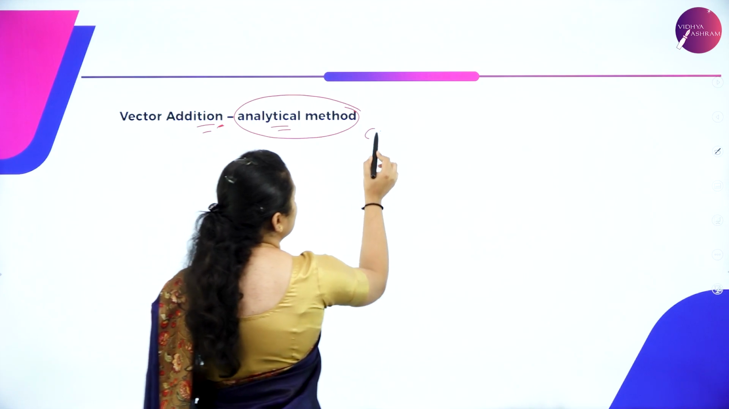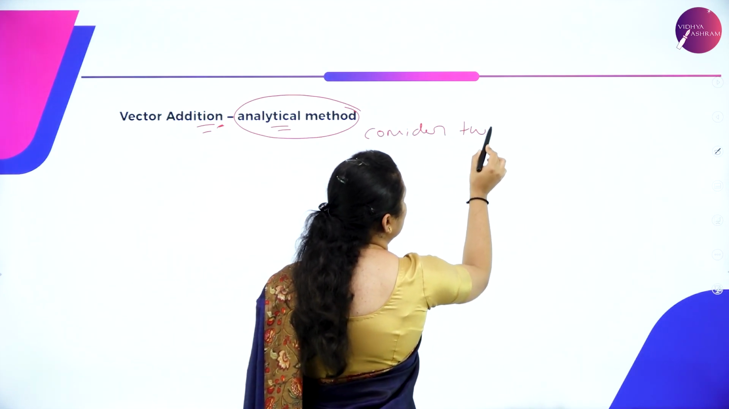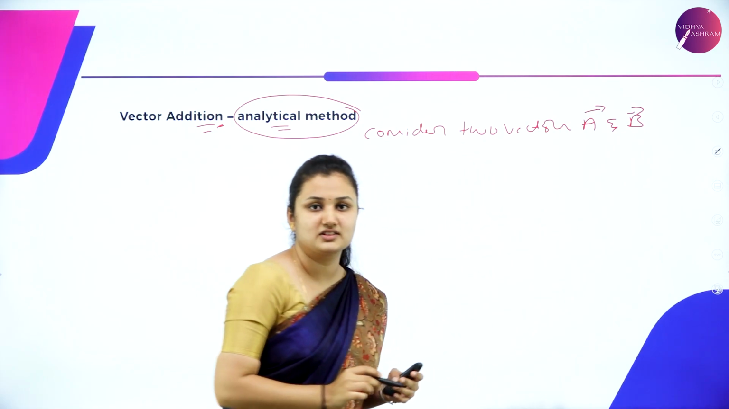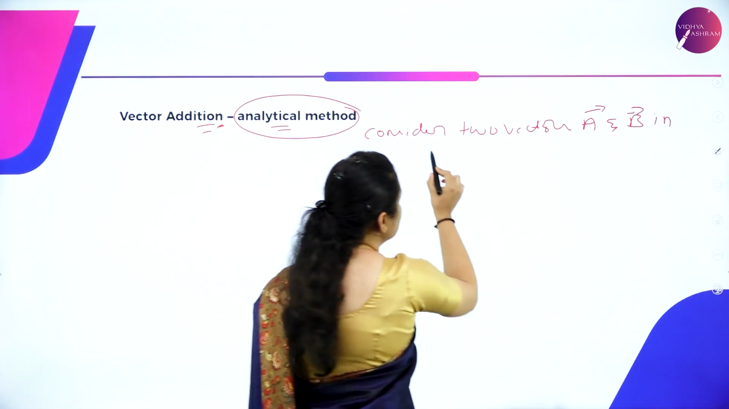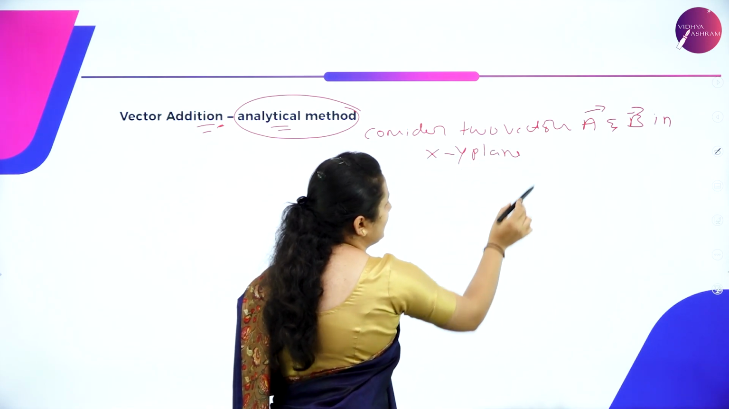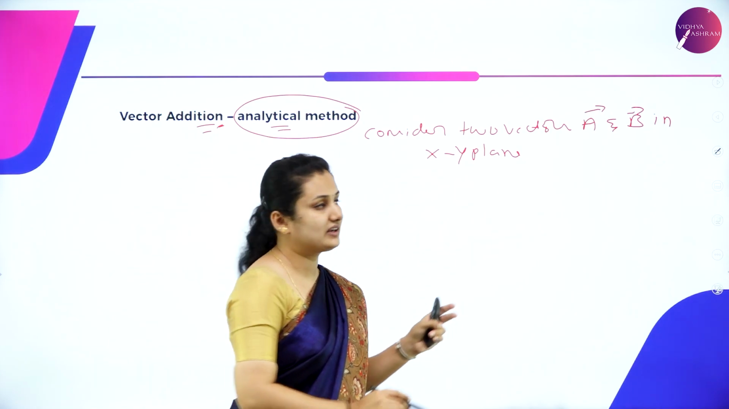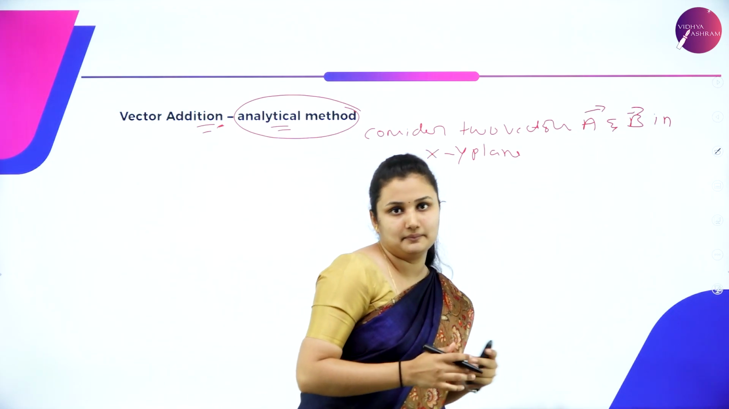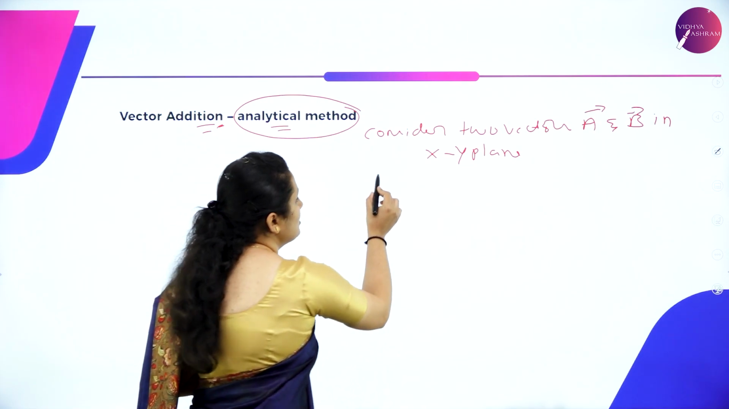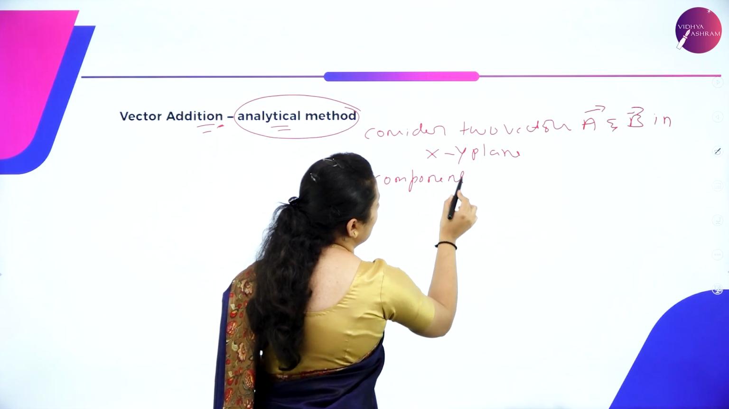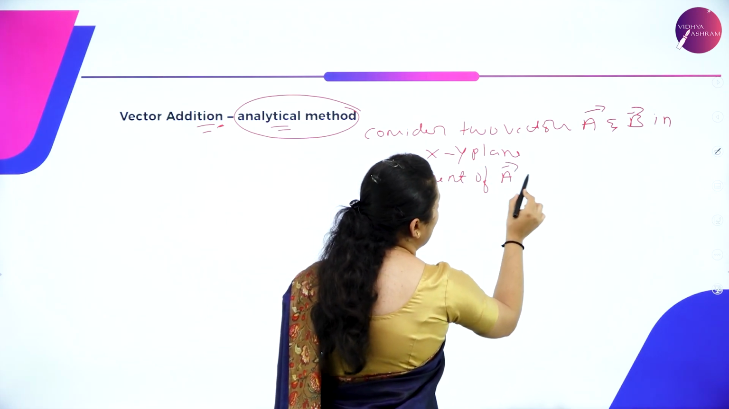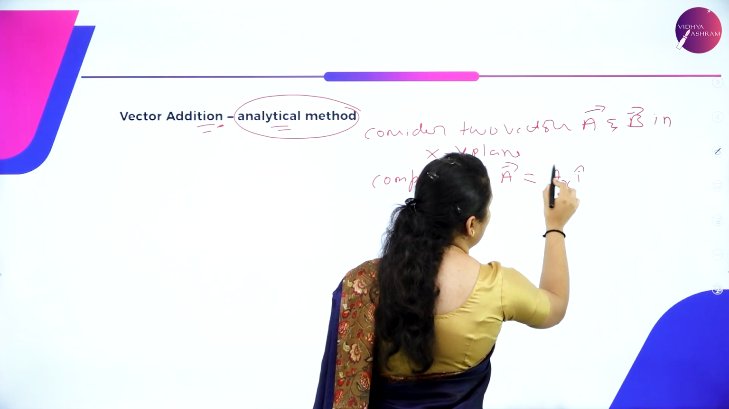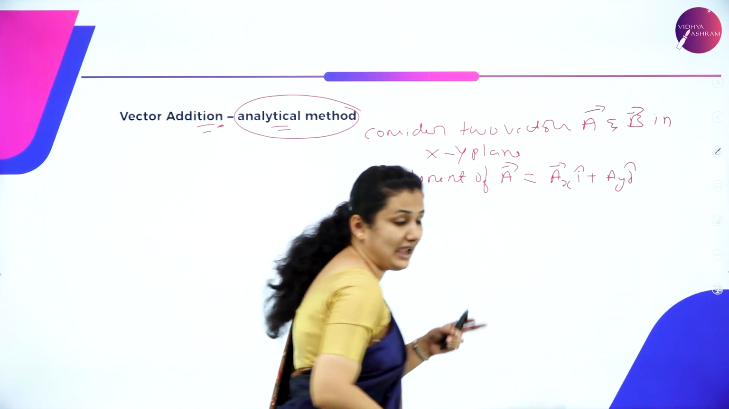Consider two vectors, vector A and vector B, in a plane, meaning the xy plane. Two axes specify the motion of the A and B vectors. We have to find the components of A and B in the xy plane, similar to resolution of a vector. What is the component of vector A? The component of vector A is ax i cap plus ay j cap along the x and y axes.